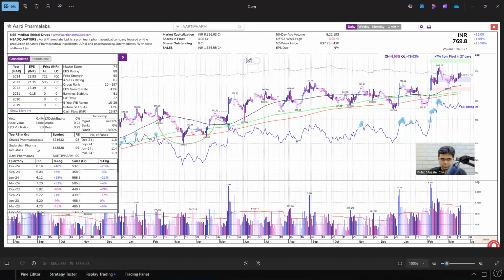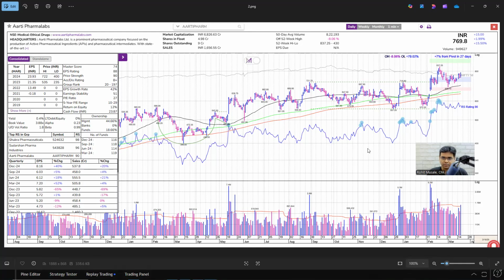Here it shows the top three stocks by relative strength. Aarti PharmaLabs comes in the top three, which is good enough. So this is the data. This is what I see on the MarketSmith chart. It's not rocket science. Just a few basic things I see.